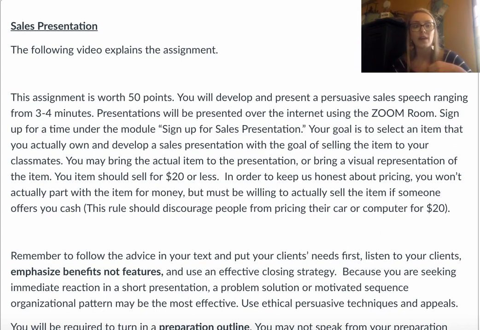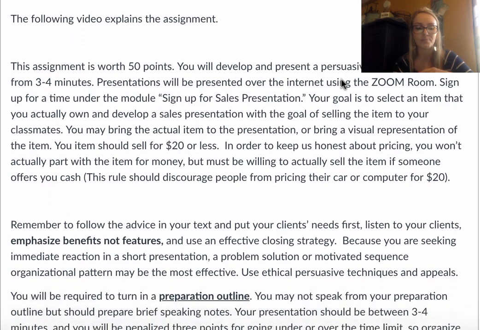Then we want to use an effective closing strategy, remembering to summarize everything that you've discussed and end with a call to action, what you want the audience to know or do following the presentation. Because you are seeking an immediate reaction in a short presentation, the problem-solution pattern or Monroe's motivated sequence that we've touched on several times in lecture will be very beneficial, and those two are probably the most applicable to this assignment. If you want to use a different organizational pattern, I suggest running it by me just to make sure we're all on the same page going into the sales presentation.